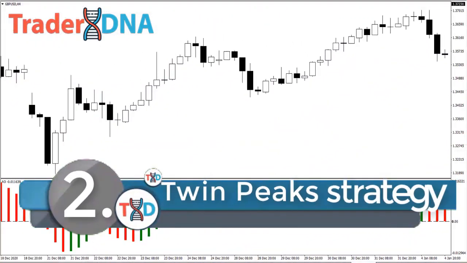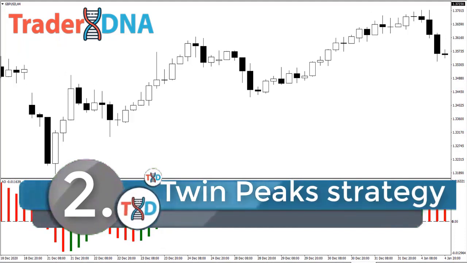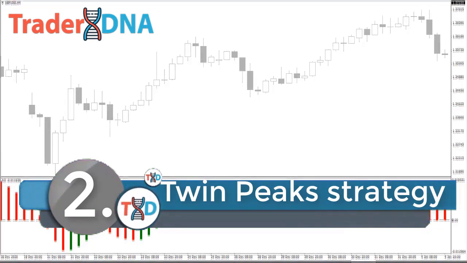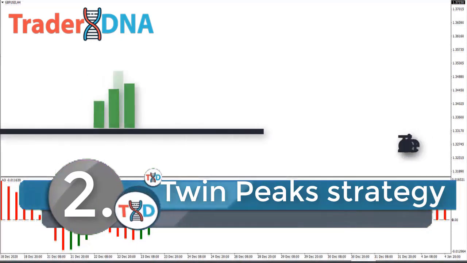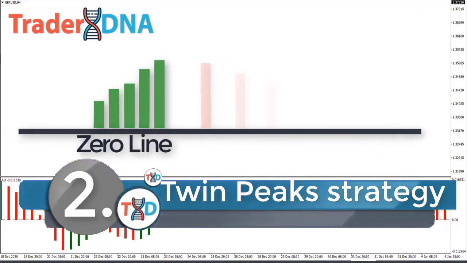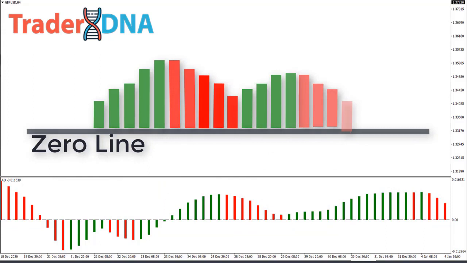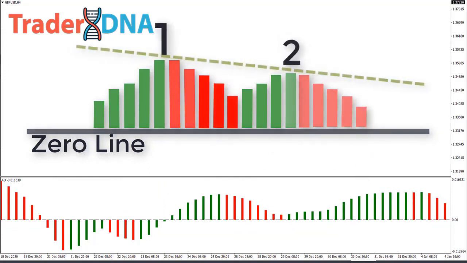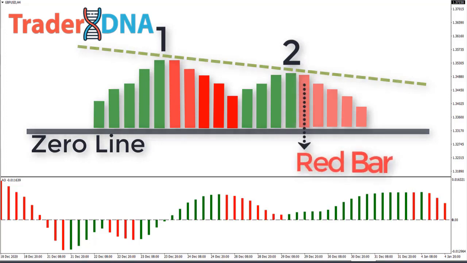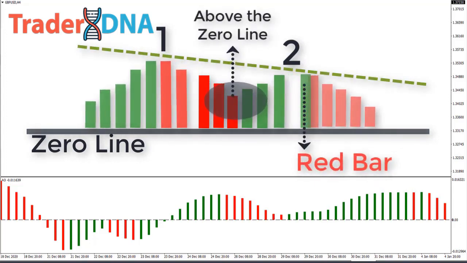Strategy number 2. Bill Williams Twin Peak strategy. This is a basic strategy which looks for a double bottom in the awesome oscillator indicator. Twin peaks is a method which considers the differences between 2 peaks on the same side of the zero line. A bearish twin peak setup occurs when there are 2 peaks above the zero line. The second peak is lower than the first peak and followed by a red bar. The trough between both peaks must remain above the zero line for the duration of the setup.